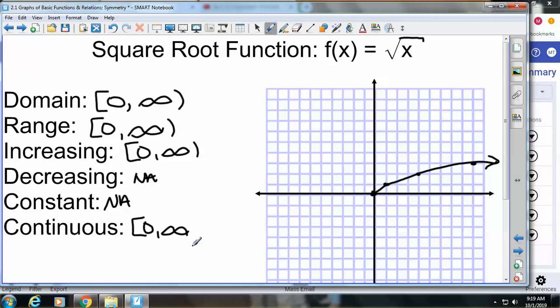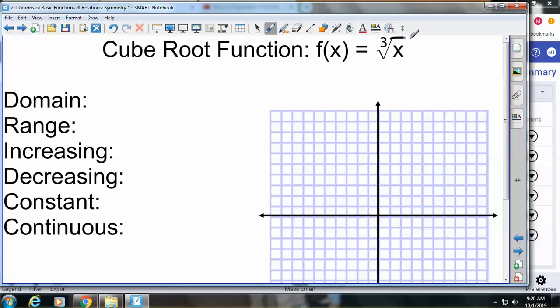Let's get another one then. The cube root function. So, can you do the cube roots of negative numbers? Yes. We can do odd roots of negative numbers. So we can put anything into this. Of course, we would prefer perfect cubes. That'll make our life a lot easier.